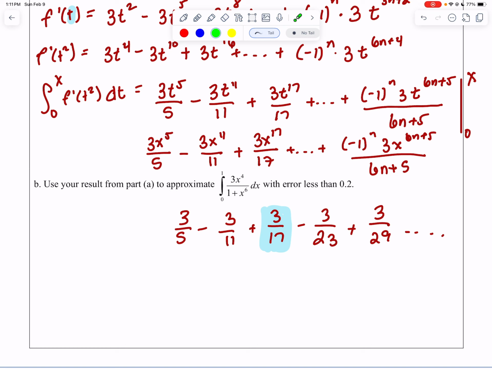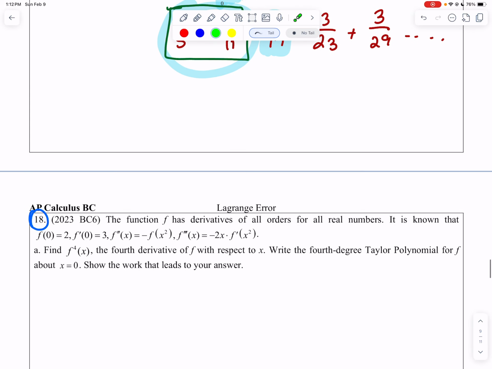So to approximate the integral from 0 to 1 of 3x to the 4th over 1 plus x to the 6th, since this is my next neglected term, I'm only using my first 2 terms here as my approximation of this integral right here. So the integral from 0 to 1 of 3x to the 4th over 1 plus x to the 6th is approximately this, because this right here gives an error that is less than 0.2. Okay.